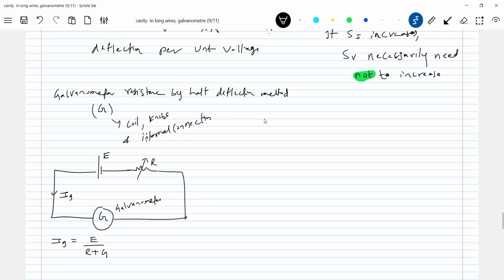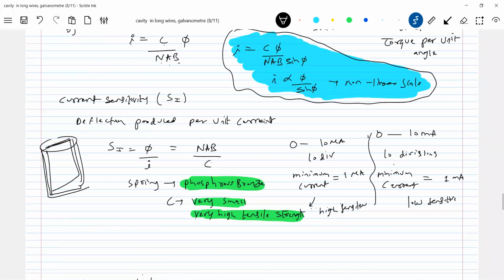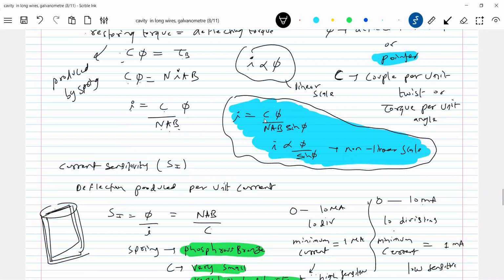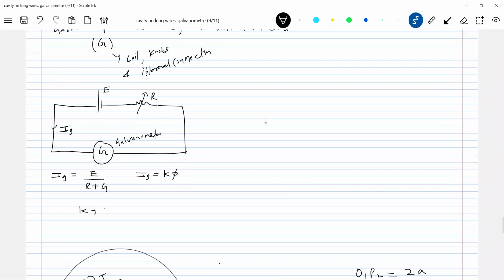And we know this Ig is equal to K into phi. K is what? It's called the figure of merit. Now, what is C by NAB? I'll call it K. C is the couple per unit twist, N the number of turns. The current is proportional to the angle of deflection of the pointer. So Ig equals K phi. K is called the figure of merit. This is also very important.